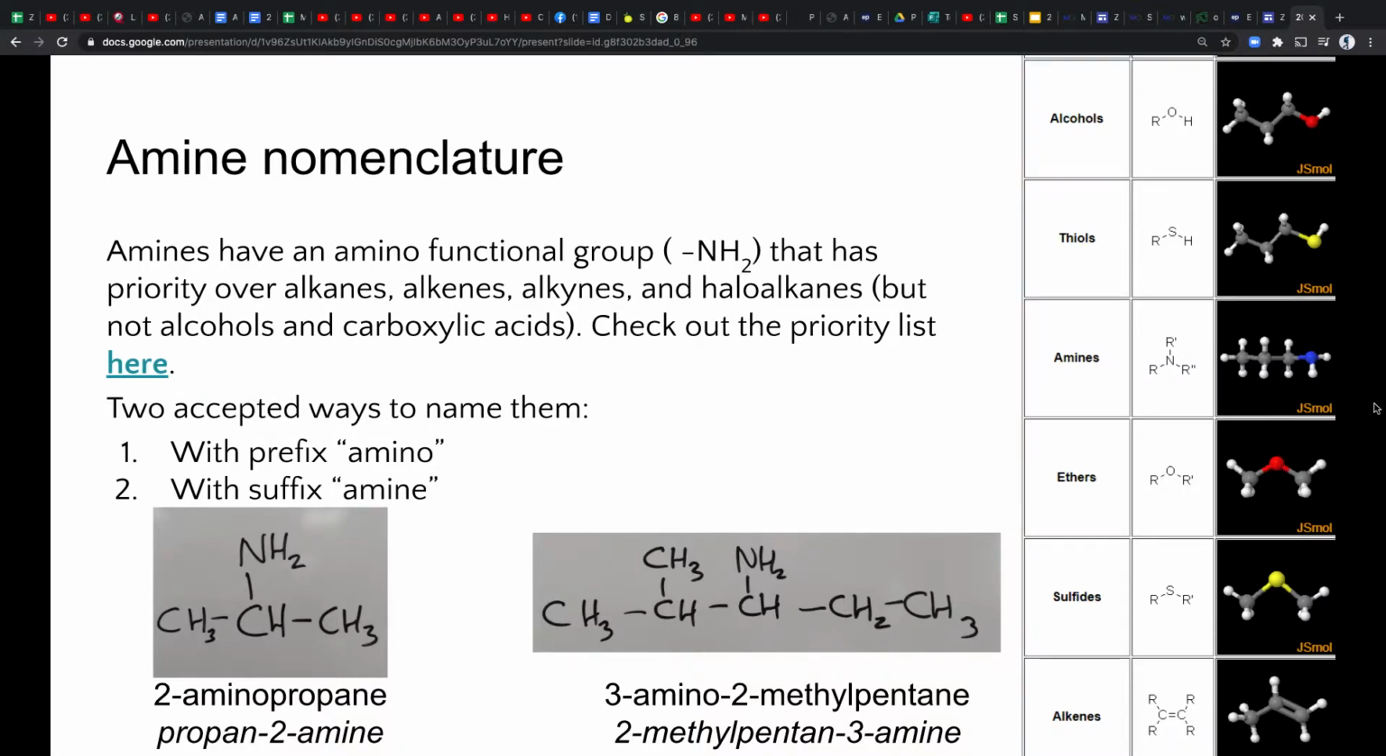And you can see that our alphabetical naming system still applies. If you were to use the prefix amino, A comes before the letter M, so we say 3-amino-2-methylpentane, right? Even though the amine group is further along the chain on the 3rd carbon, and we have a methyl group on the 2nd carbon, we don't number or name them by how early along the chain they appear. We name them alphabetically, so 3-amino-2-methylpentane. Or you could call it 2-methylpentan-3-amine.